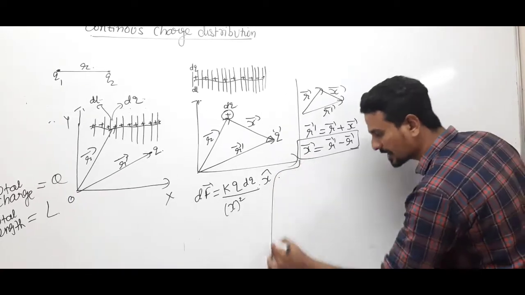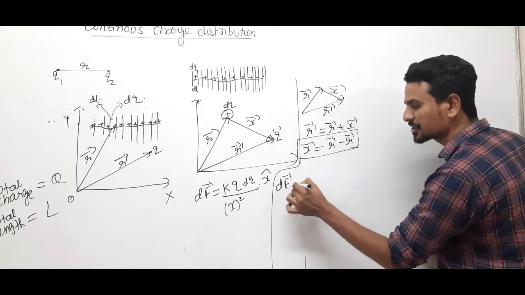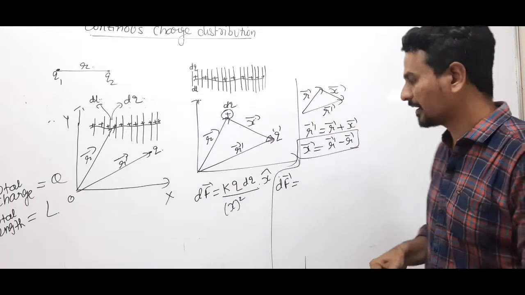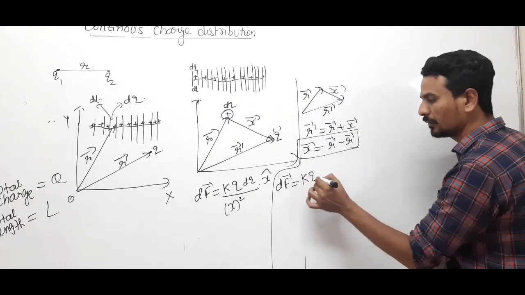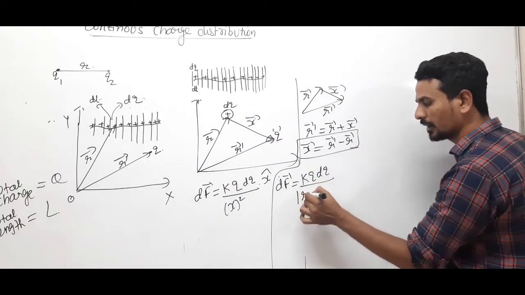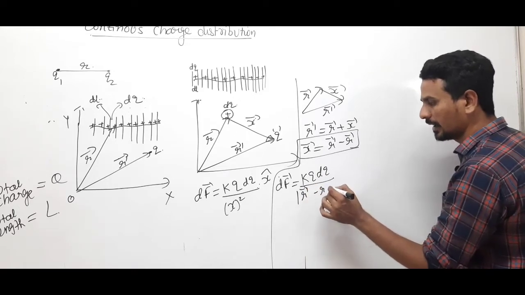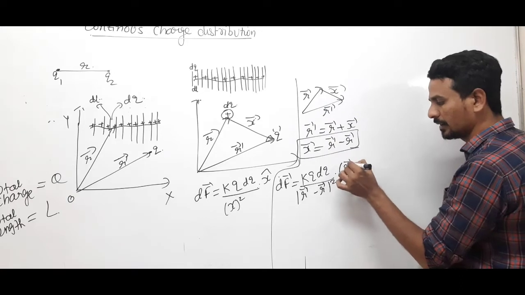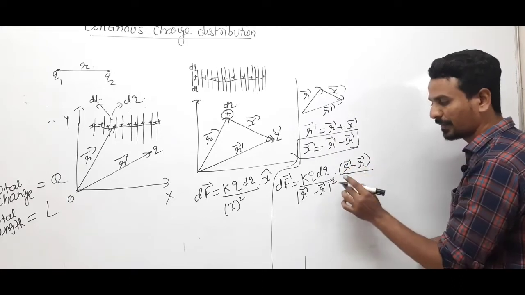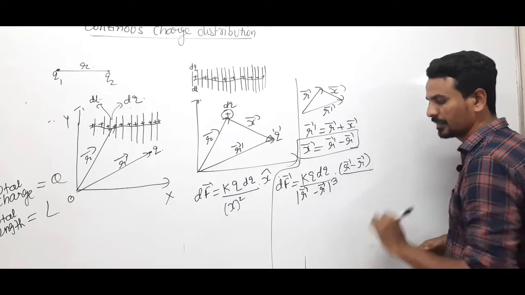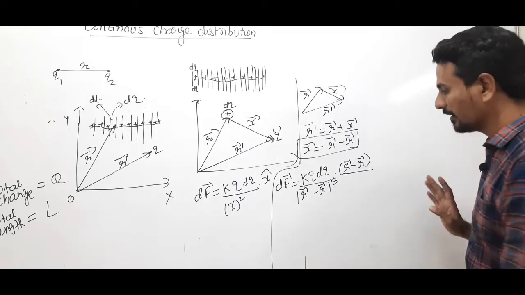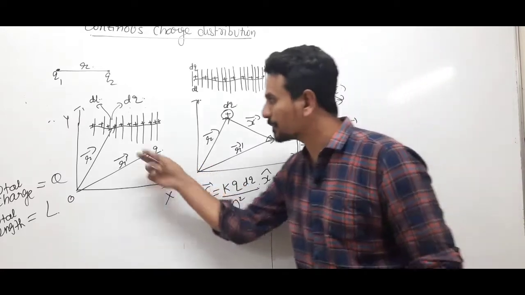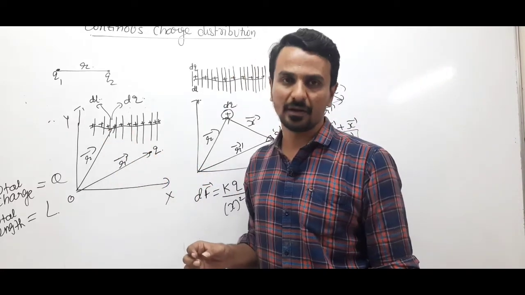So the force acting on a charge q because of a very small charge dq will be k q dq upon r dash minus r, the whole square into unit vector, that is vector r dash upon its own magnitude. So this will be q. Here, see students, this is the force acting on this charge q, because of a very small charge dq.